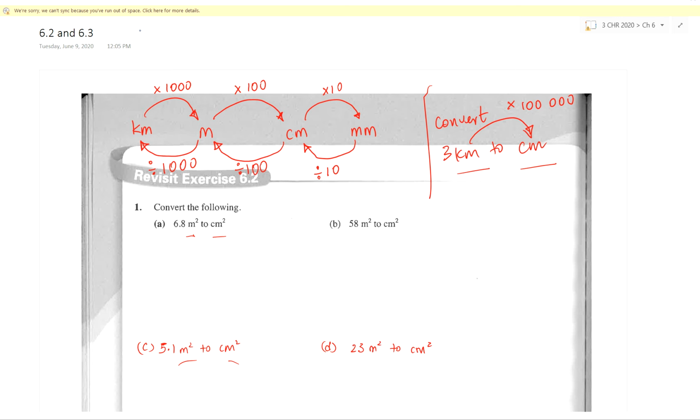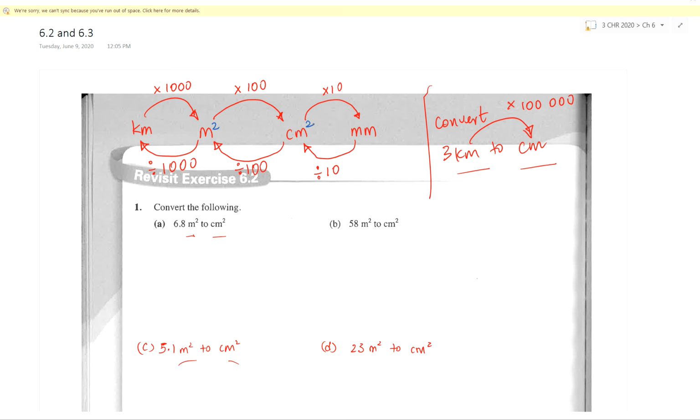What are the units for area? An example. Square what? Square meters, for example. Right? Area, square meters. Okay, let's put a square over here. Can you do that? So we want to convert from square meters to, for example, square centimeters. Right? This is what the question wants, right? Square meters to square centimeters.